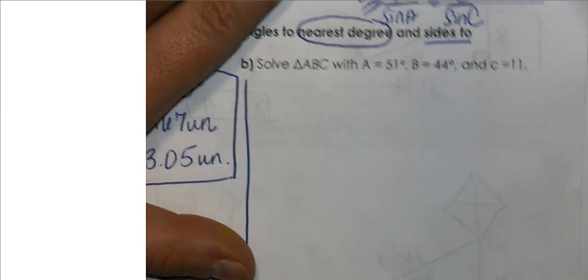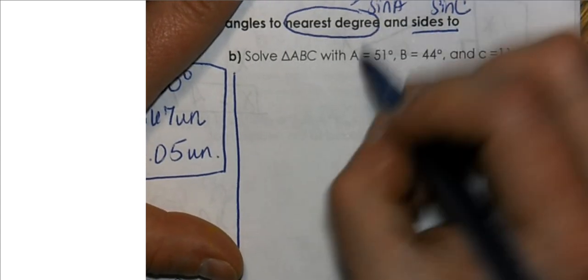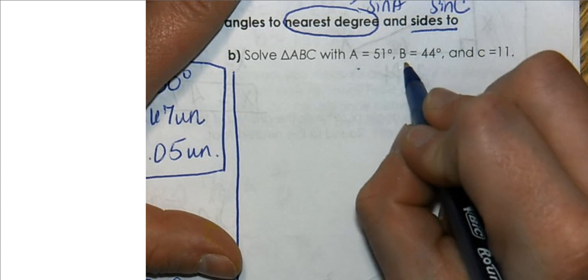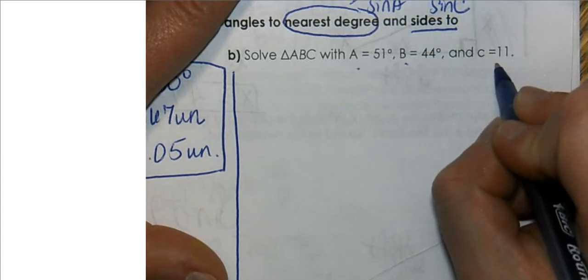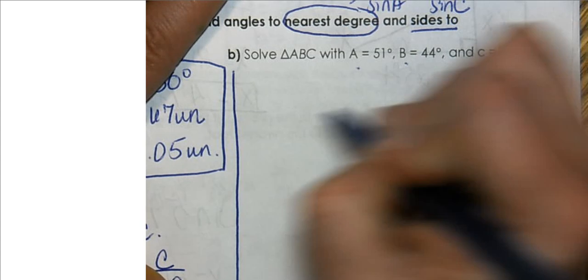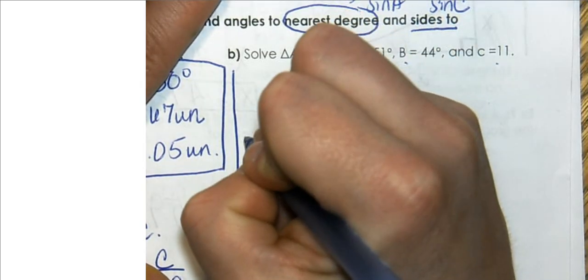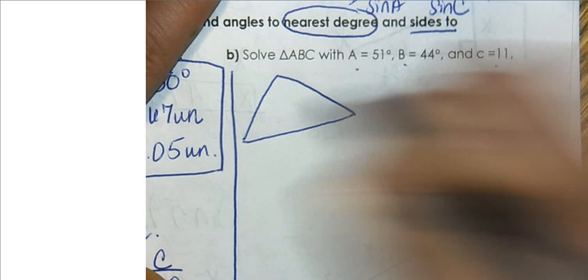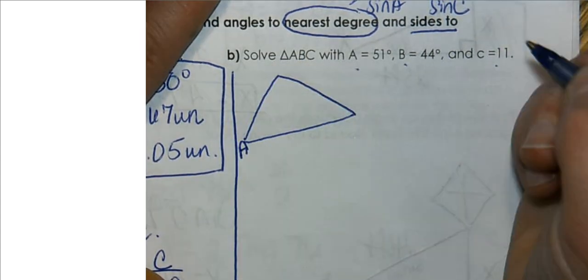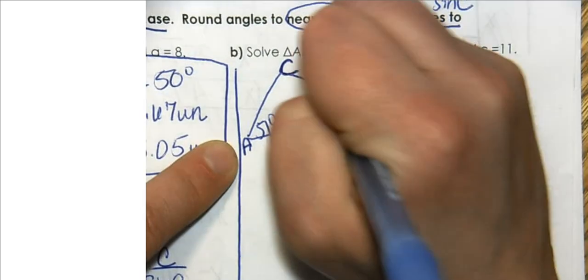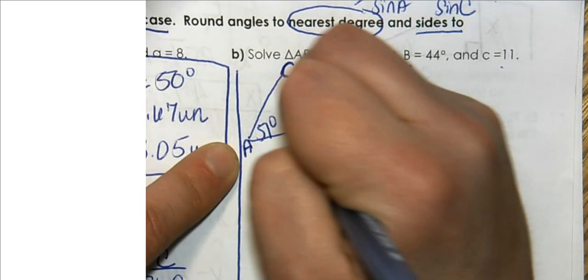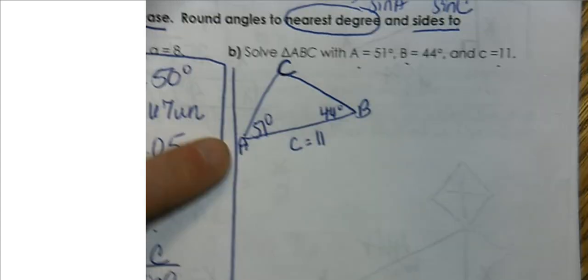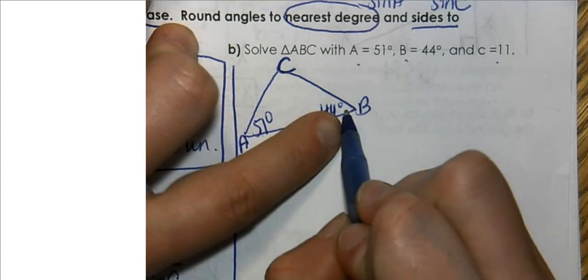This time around, we want to solve triangle ABC where angle A is 51 degrees, angle B is 44 degrees, and we have little c, which is 11. So I'm going to go ahead and draw this triangle. I'm going to label this A, B, and C. I have A, which is 51 degrees, B, which is 44 degrees, and little c, which is across from angle C, is 11. This is known as angle, side, angle.